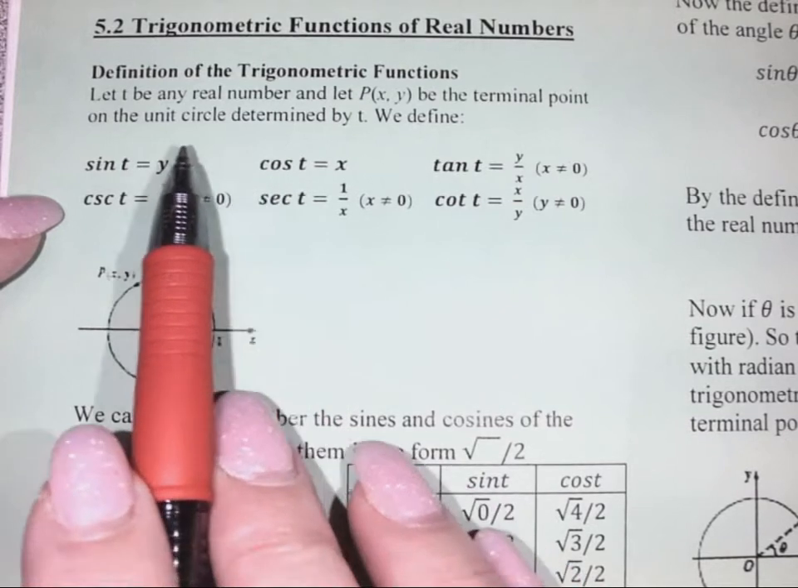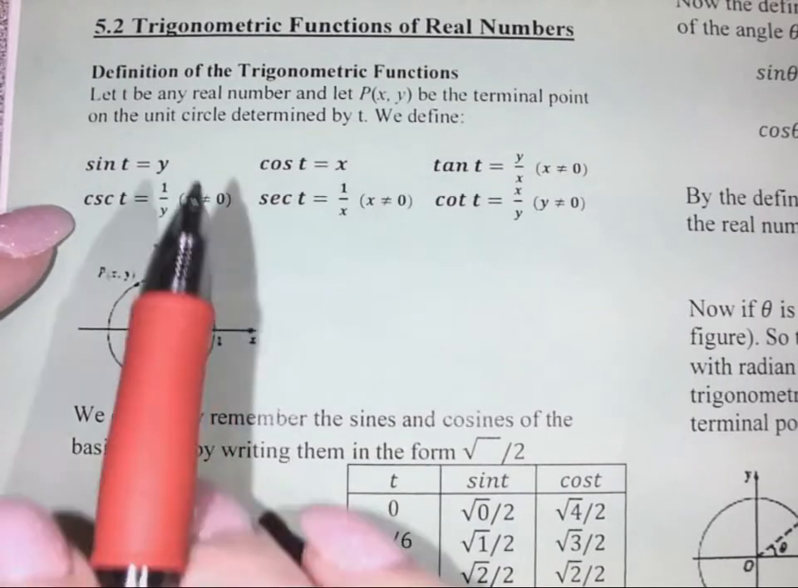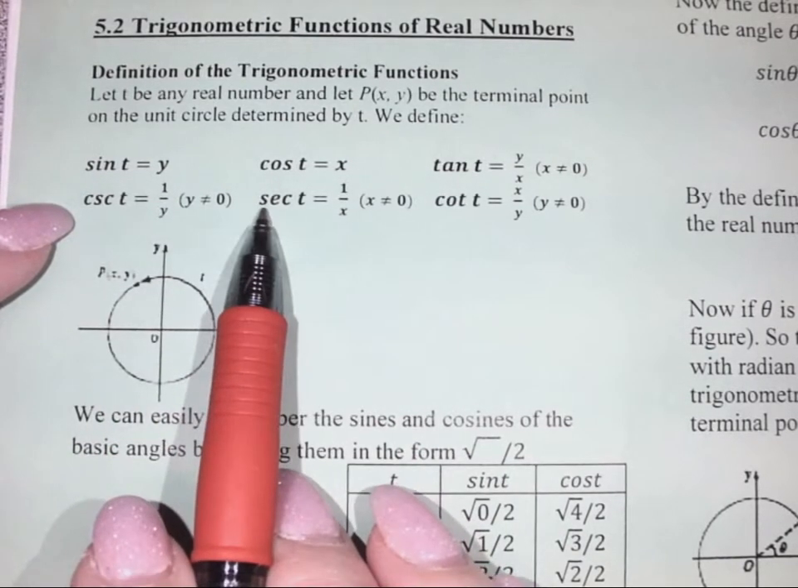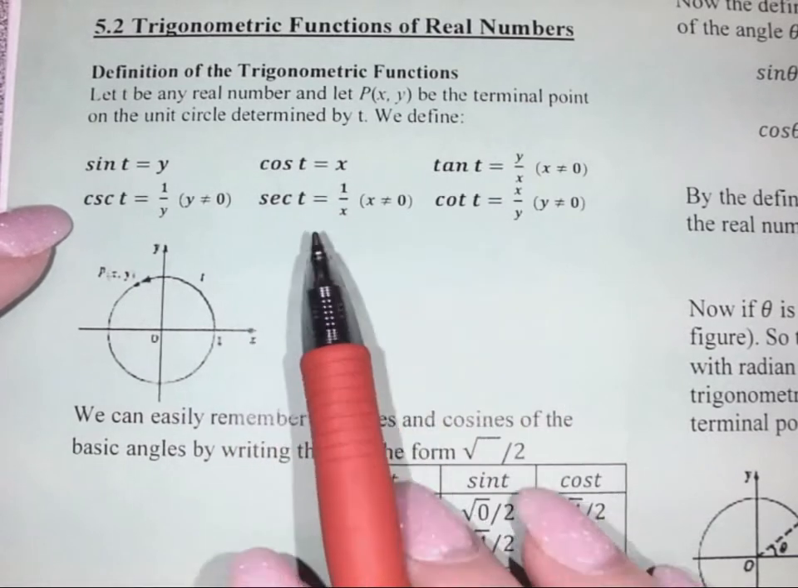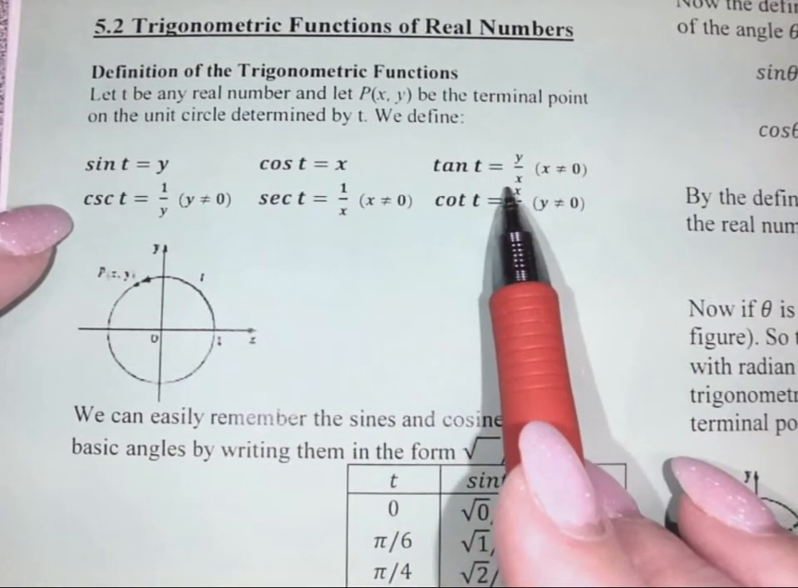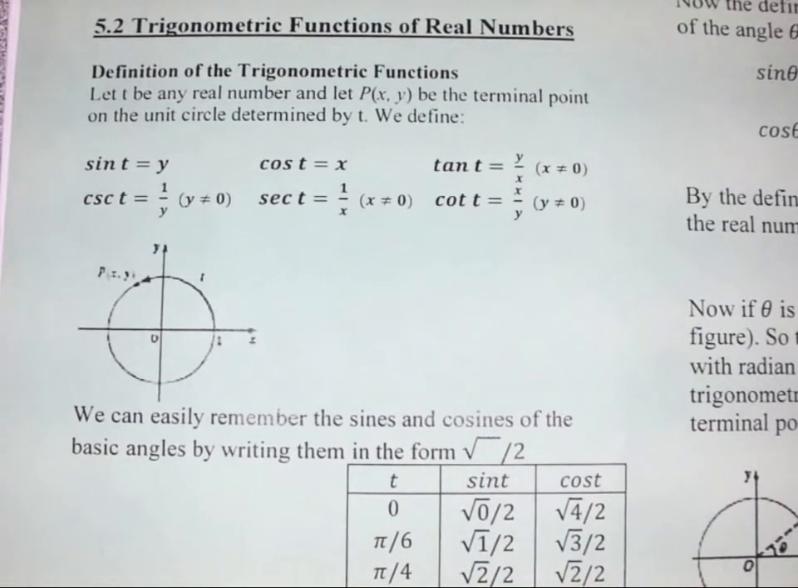secant, so we have sine and cosecant. Cosecant goes with the reciprocal. Cosine is x. Secant is 1 over x. Of course, x can't be 0. We have the tangent of t, which is y over x, and cotangent is x over y.